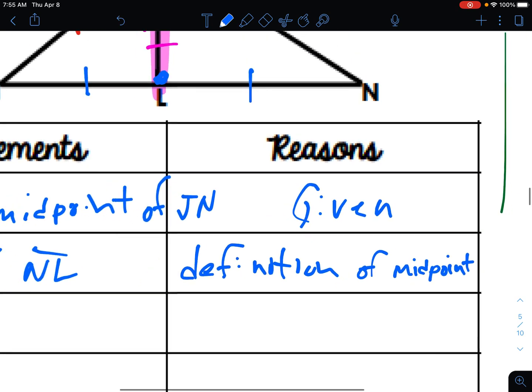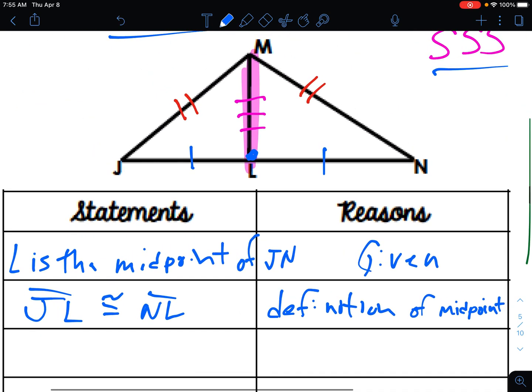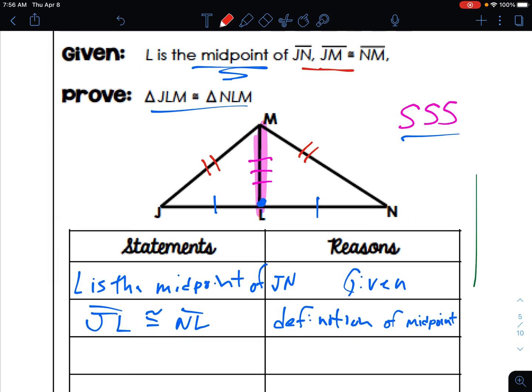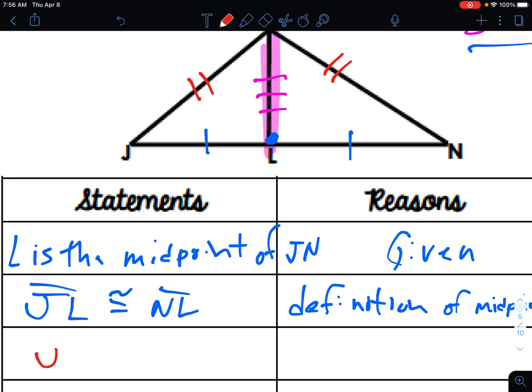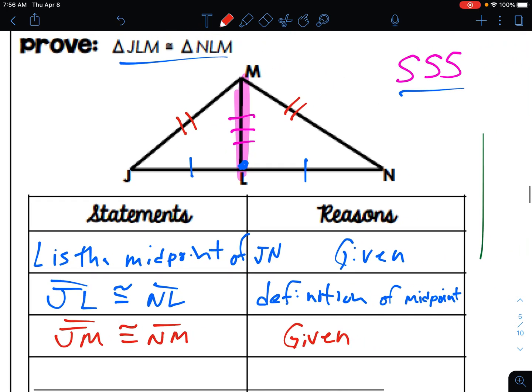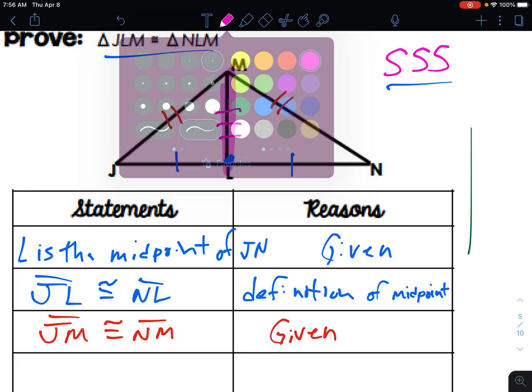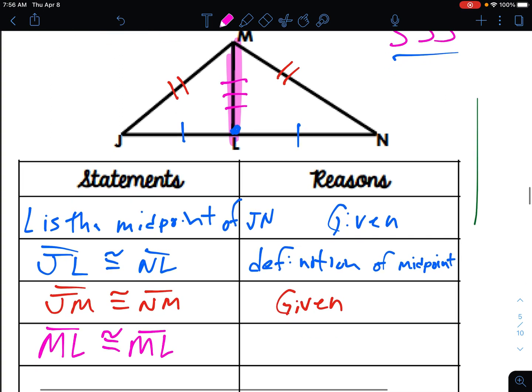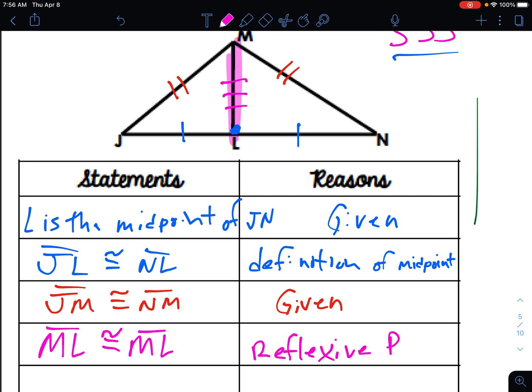Thank you. Definition of midpoint. All right. Now, we're going to go to the next thing we marked up, which was JM and NM. Why do we mark up JM and NM? Because in the given, it said that. So we get to write given. Then we get to write ML was congruent to ML. That was not given to us. That was the reflexive property.